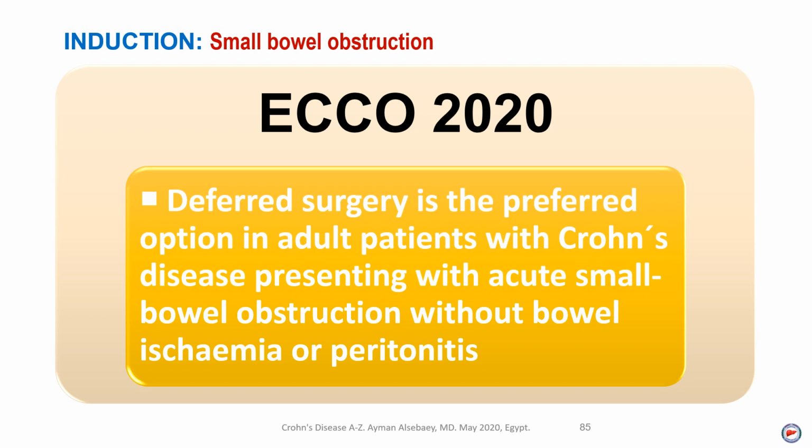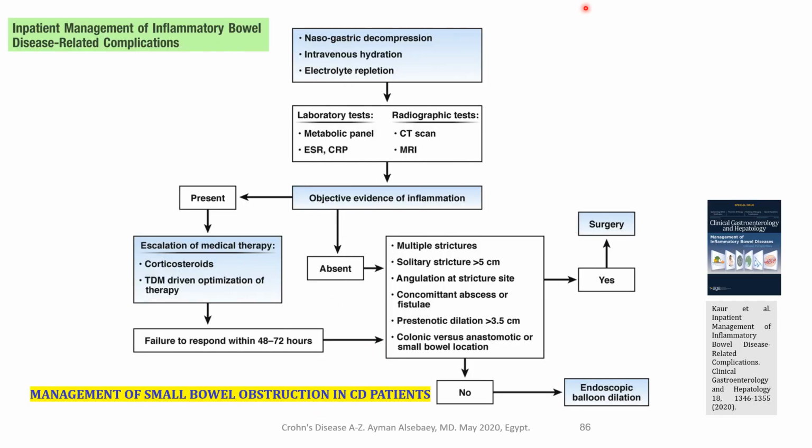Suppose that the patient has small bowel obstruction. You face a patient with Crohn's disease and a small bowel obstruction. It is better, as long as there is no ischemia in the bowel, to avoid surgery, because surgery is difficult and usually it is associated with enterocutaneous fistula. This is a nice algorithm published in Clinical Gastroenterology.